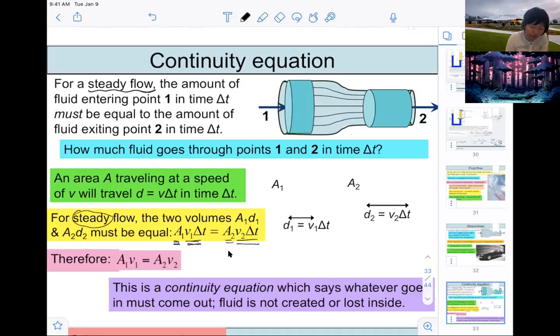You get rid of delta t because we're looking at the equal amount of time. So A1V1 equals A2V2. So area times velocity 1 is equal to area times velocity 2. This is called a continuity equation, which says whatever goes in must come out. Fluid is not created or lost inside, right? You have 20 people coming in, 20 people exited. Whatever goes in must also go out, the same amount.